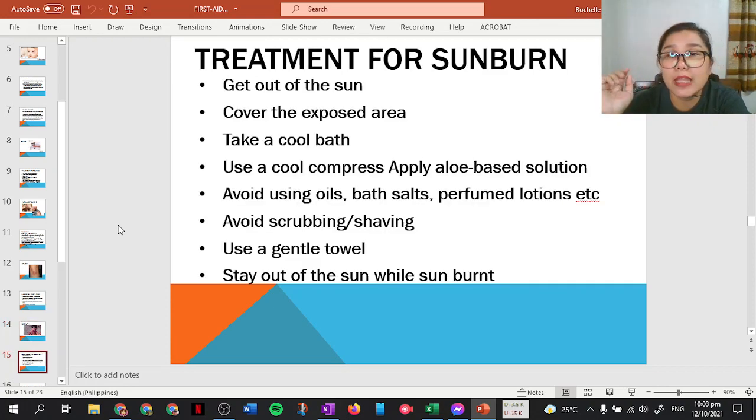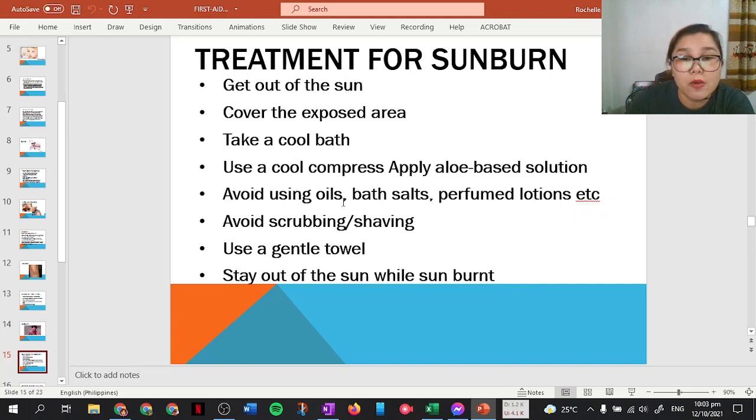For sunburn, get out of the sun. Kasi if you still stay under the sun, it will continue to be hurtful. So, cover the exposed area. Take a cool bath, kasi makakapapress ko yun, malilesen ang hapdi. And use a cool compress. Apply aloe-based solution. Oo, yung mga Jeju aloe, yung nauuso na pampaganda. Pwede yon for sunburn, kasi aloe vera, it repairs skin.